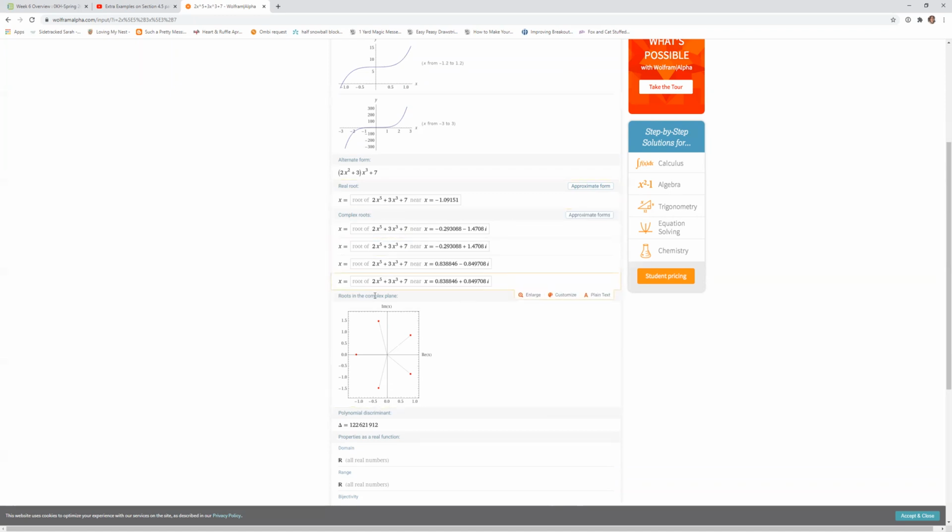And that gives us a total of 5 roots. So 2 imaginary conjugate pairs and 1 that just has some kind of nasty square root involved. Okay, and that gets us caught up on this section.